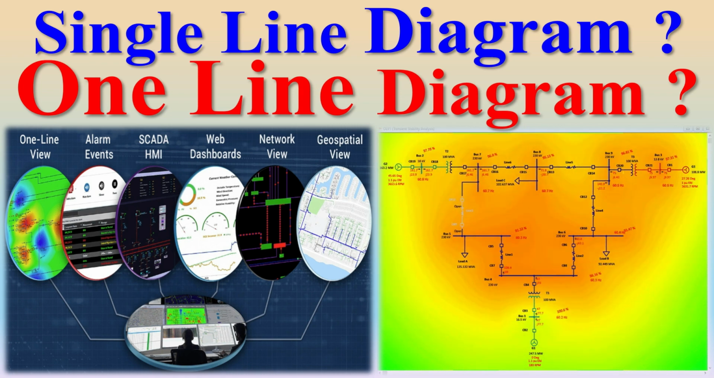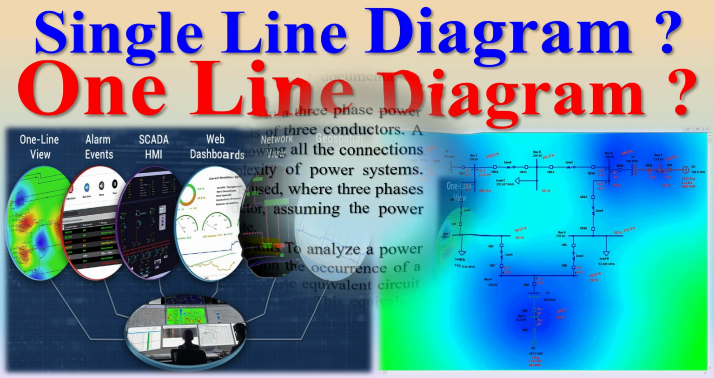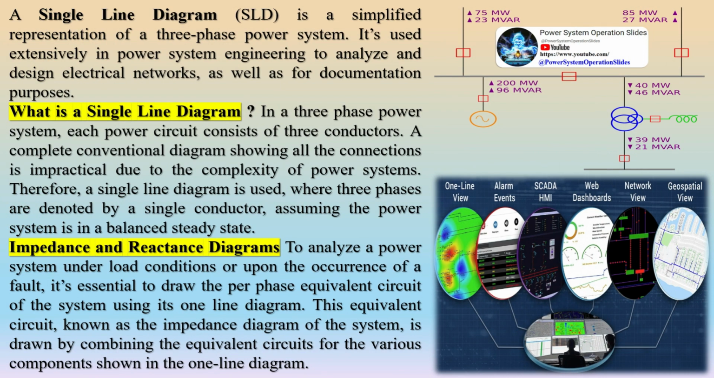A single-line diagram (SLD) is a simplified representation of a three-phase power system. It's used extensively in power system engineering to analyze and design electrical networks, as well as for documentation purposes. What is a single-line diagram?